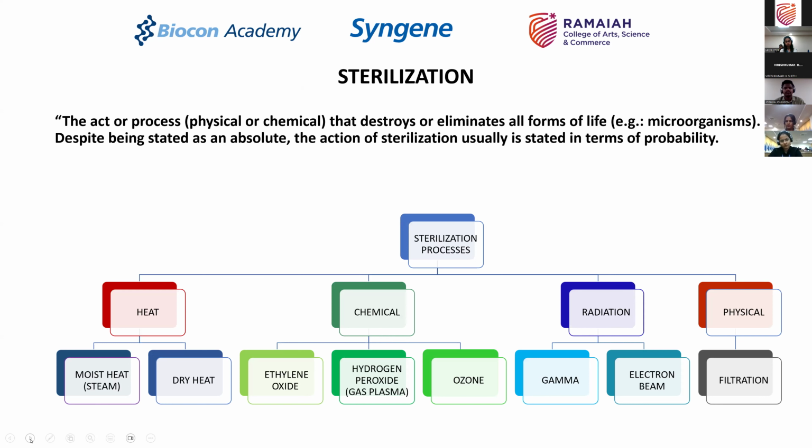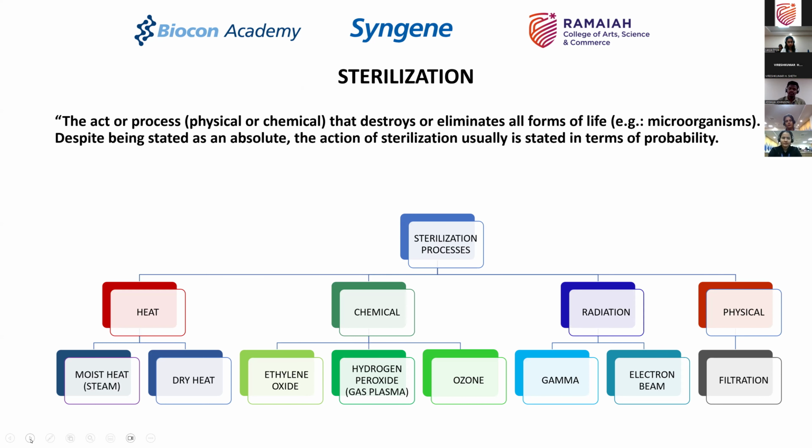Normally, there are other concepts of 12D approach and all that, which means that you go to an overkill approach and do a 10 to the power of 12 reduction, or 10 to the power of 6 ensures that 1 in a million reduction happens. Now, sterilization process, again, this slide has been discussed in the past.